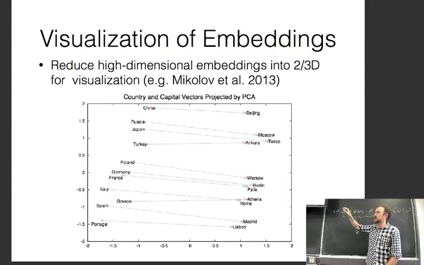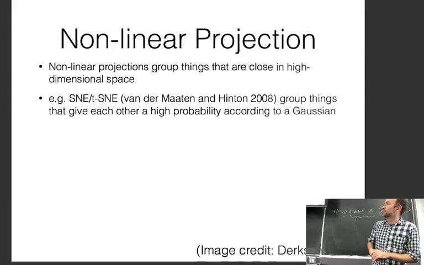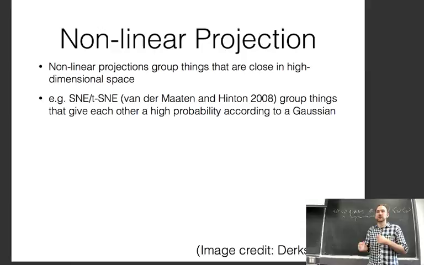So this is one of the things I talked about, you know, like, capital-of relationships are kind of showing up here. Things that are countries or cities are kind of showing up here also. So that's interesting. So there's a number of different ways to do projection. The most common is principal component analysis, which is a linear projection into a low dimensional space.